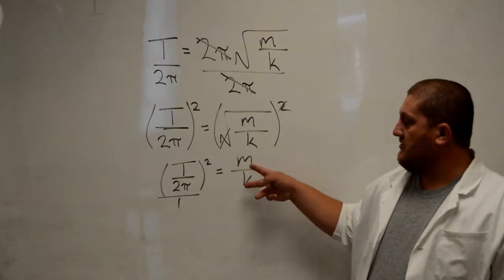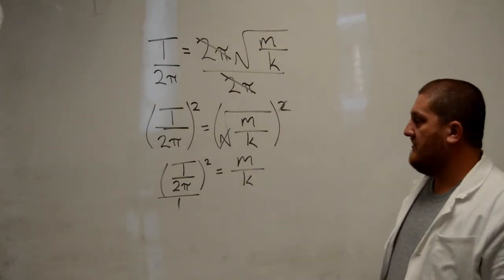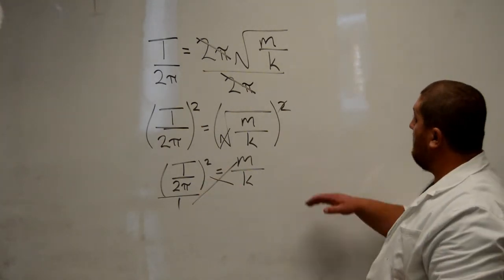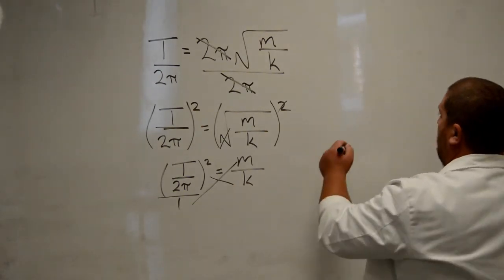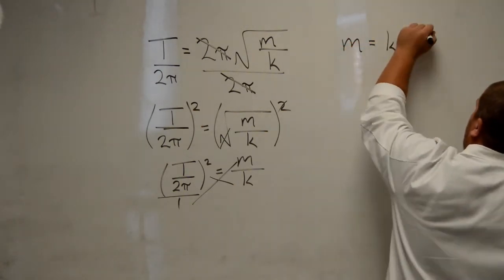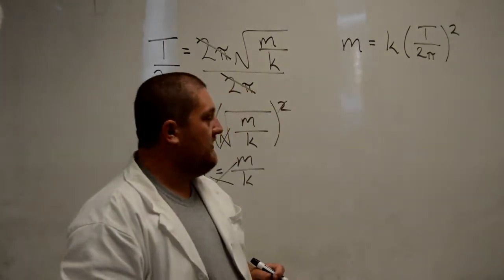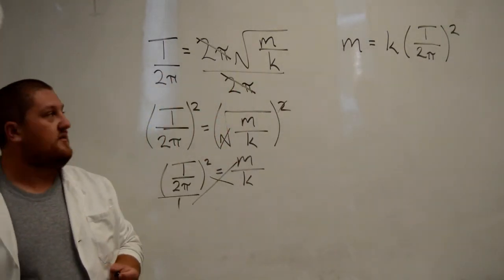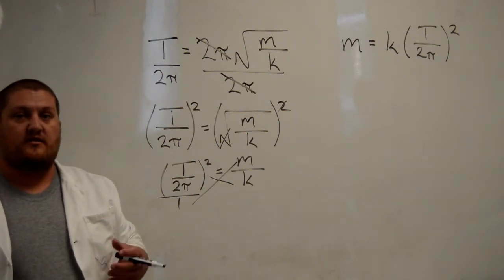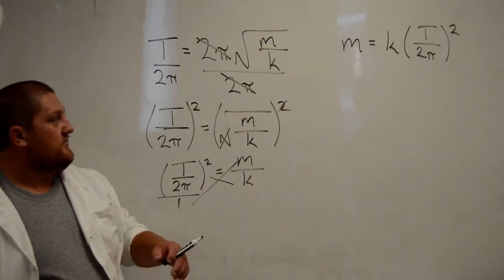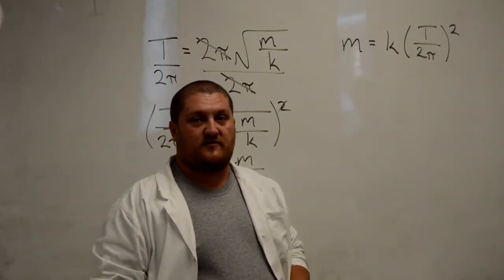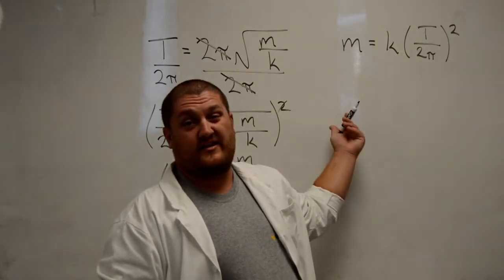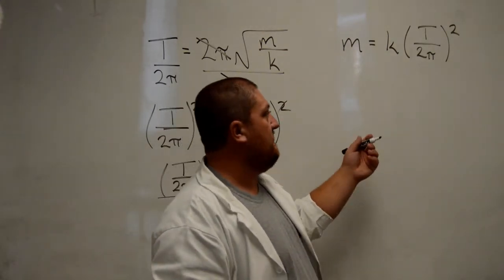So now that I have a fraction on both sides, I can cross multiply. I'm going to write that over here so I have a little more room. I have m is equal to k times the quantity t over 2 pi all squared. Now I'm looking to get k by itself. I have a multiplication. To undo, I divide both sides by that term.